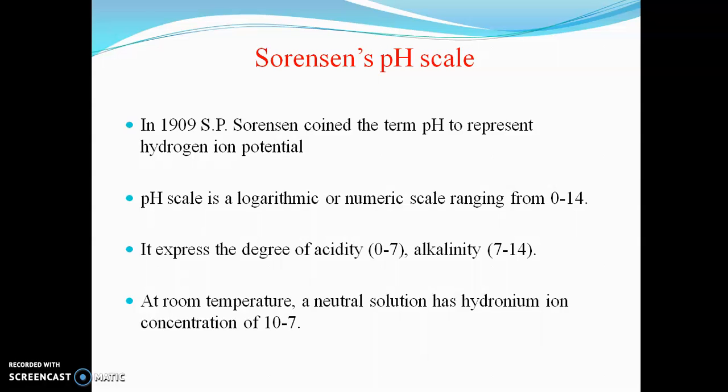The central point of the pH scale is neutral. A solution with a pH value below 7 is designated as acid, and above pH 7 is designated as basic. At room temperature, the neutral solution has a hydronium concentration of 10 to the minus 7.